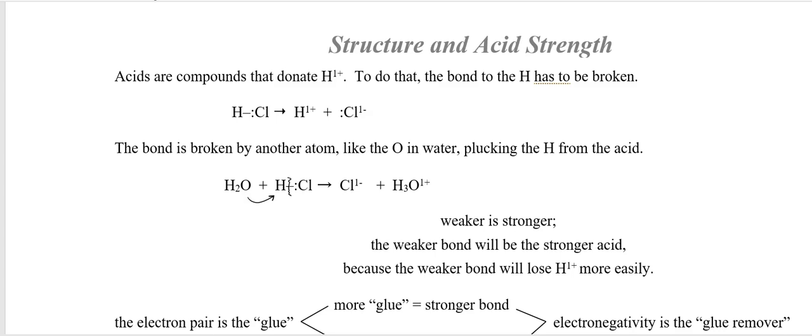But anyway, we're talking about acids and bases. Acids are compounds that donate H positive. Cool. All right. So to do that, they need to break that bond. If you look at this equation right there, there's a bond between the H and the Cl. That bond's got to get broken.